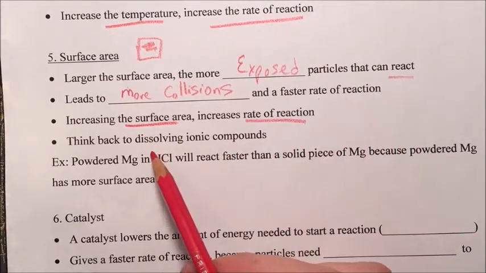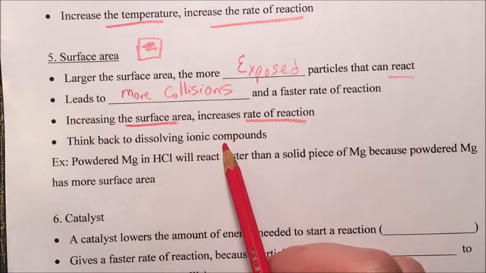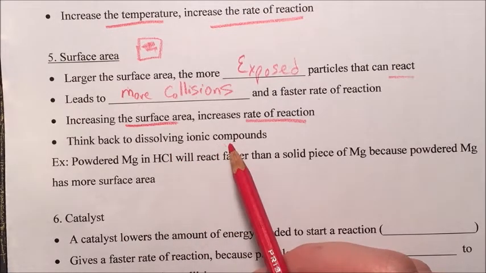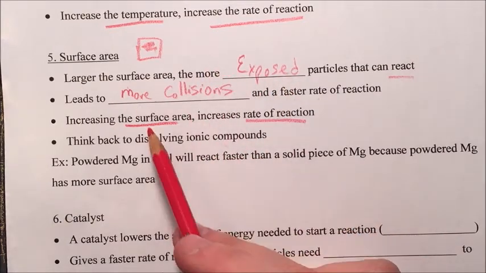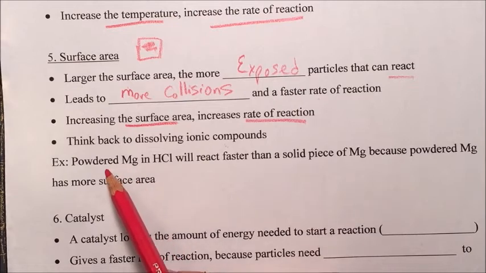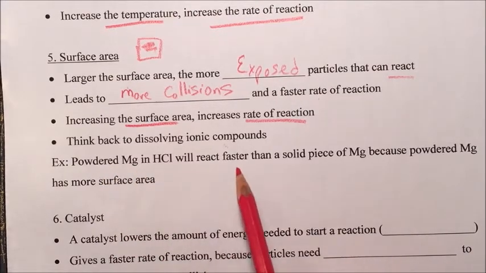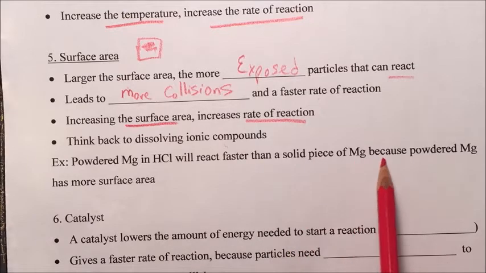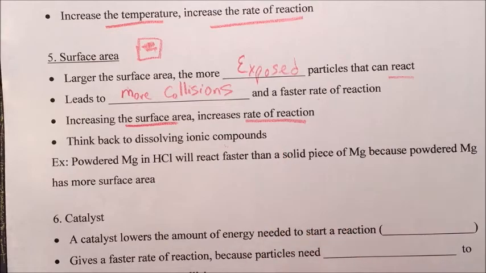Think back to how we were dissolving ionic compounds. As we added ionic compounds, you'll see that they dissolve much quicker, and that's because of their surface area. For example, if you have powdered magnesium in HCl, it's going to react faster than a solid piece of magnesium because powdered Mg has more surface area.